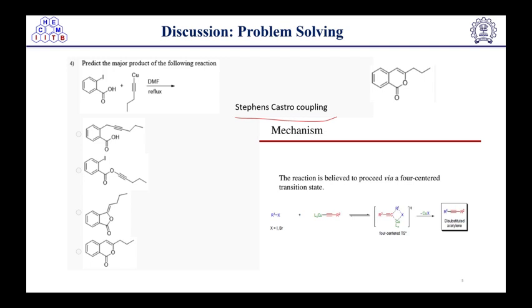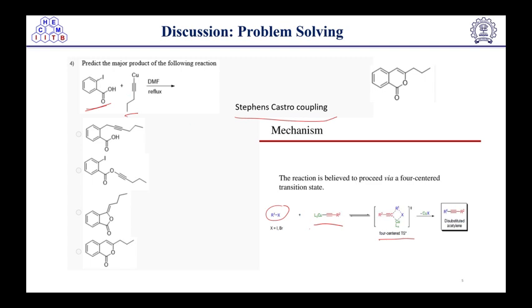So here you can see that in this case, the reaction is believed to proceed via a four-centered transition state. So we have our starting material substrate, and then an alkyl substituted metal ion. Here we have a copper reagent like this one, and next it will form a four-centered transition state.